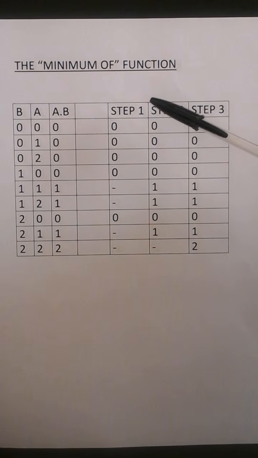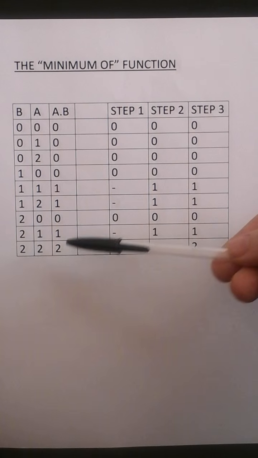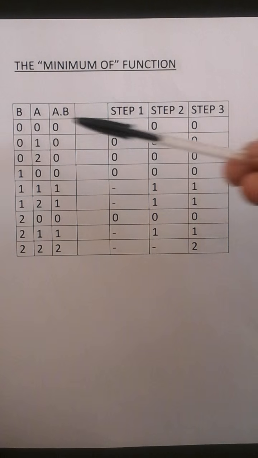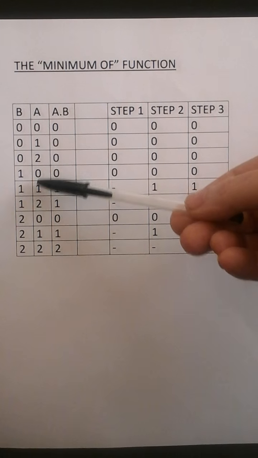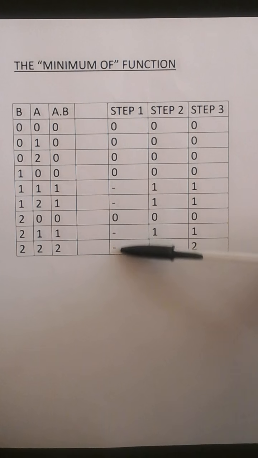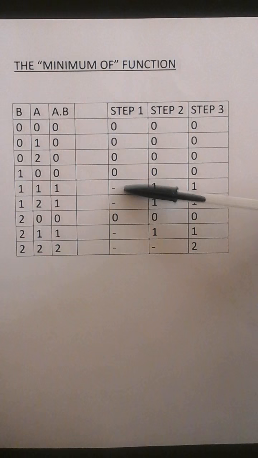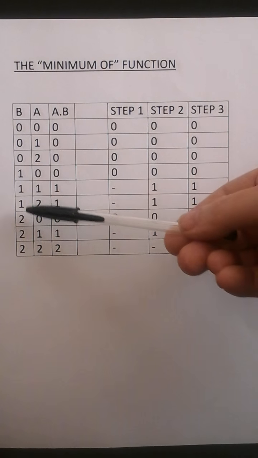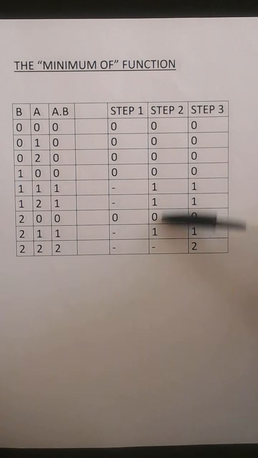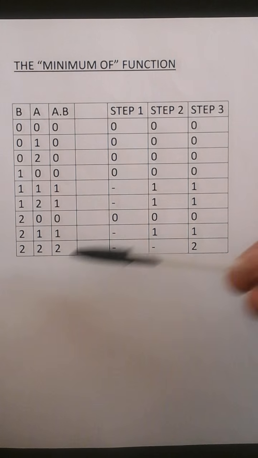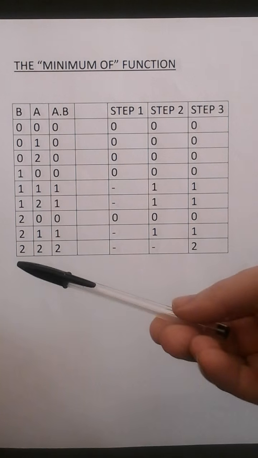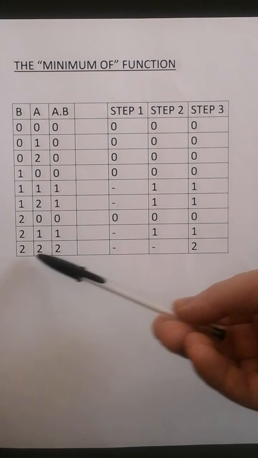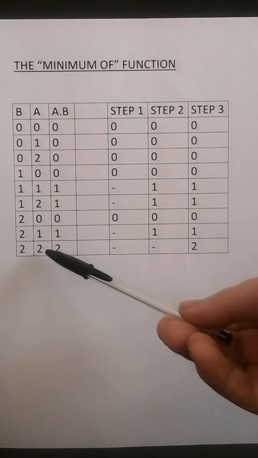So it's a similar process to generate the output of the function. Step 1, look for zeros on the inputs and fill them on the output and leave the rest blank. Step 2, next look for the ones, fill them in, and lastly look for the 2s. For the minimum function, the 2 will only occur when all the inputs are on 2.